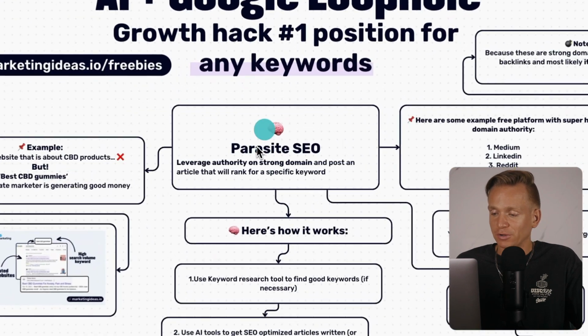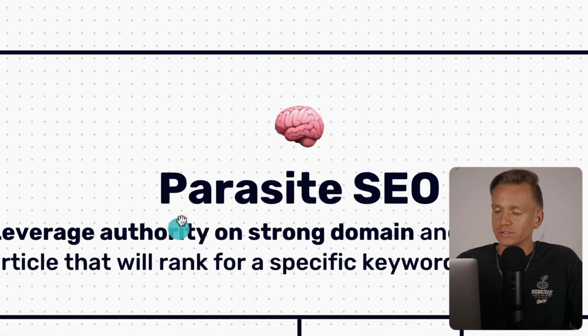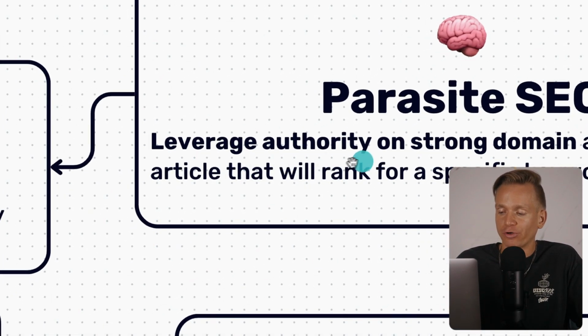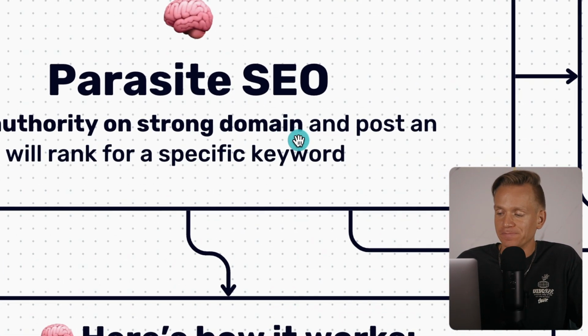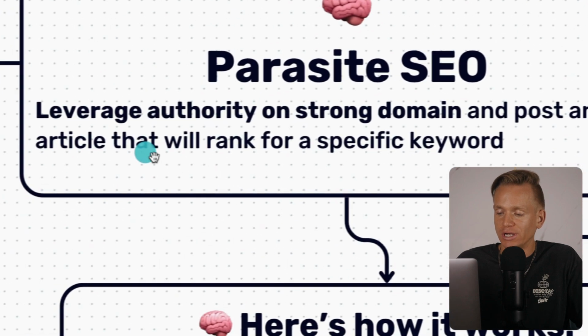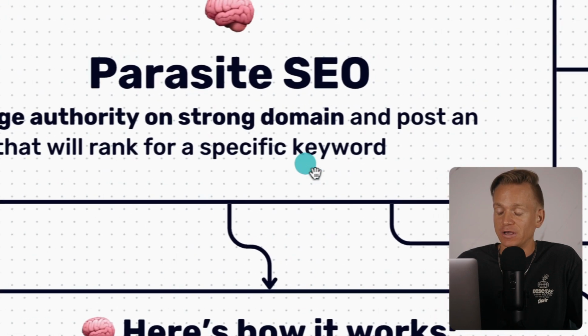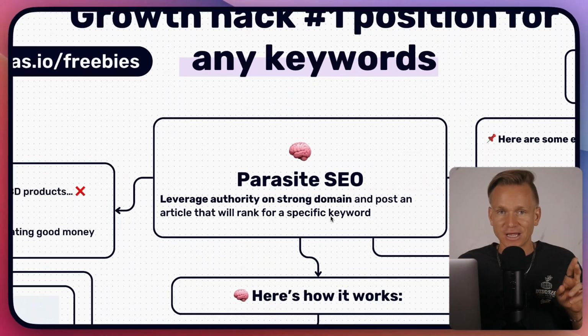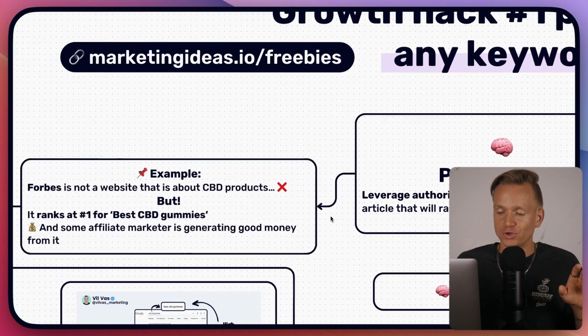So what I'm talking about here is called parasite SEO. Basically, what it means is leveraging the authority of a strong domain and posting an article that will rank for a specific keyword. I will show you a couple of steps on how you can really growth hack that to the next level. But first, let me show you an example.